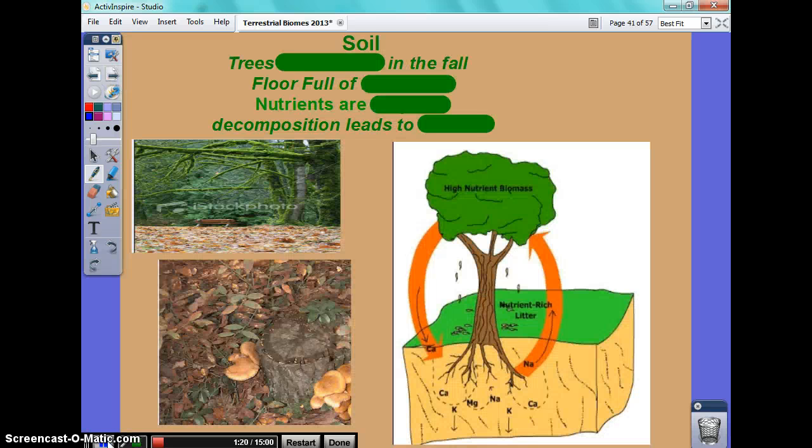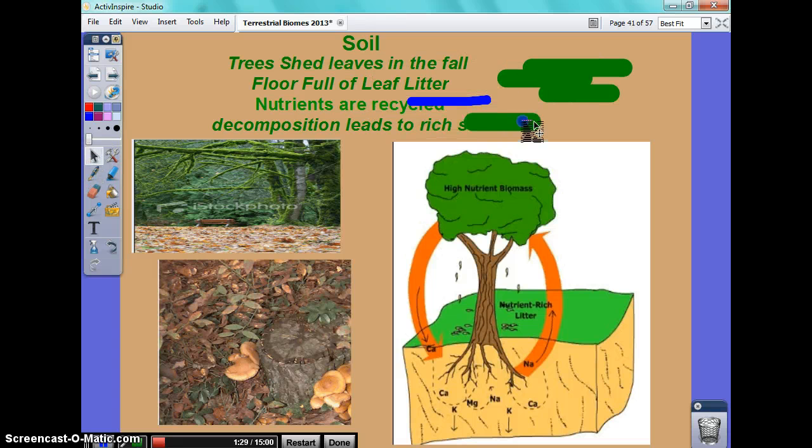Soil. The soil is full of nutrients. It's one of the richest biomes in terms of soil because the trees shed their leaves in the fall, and you have what is called leaf litter. You need to start learning that word because we're going to use it later on. Leaf litter is basically a bunch of leaves that look like waste, but they will be decomposed and then will make the top layer of soil nutrient rich.